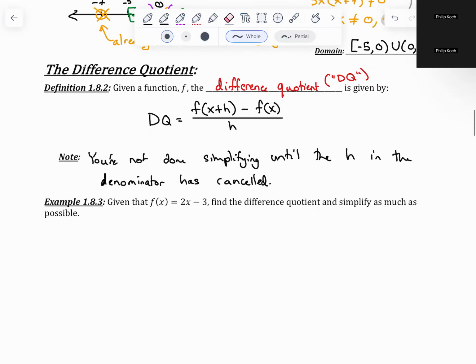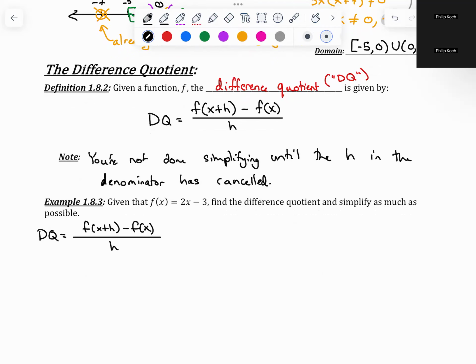So the difference quotient, DQ, is equal to f of x plus h minus f of x over h. Now, if you are able to compute f of x plus h on the go, kudos to you. You're better than me. I like to calculate them on the side. Now, I'm going to write this in red. John Doe student writes f of x plus h is equal to 2x minus 3 plus h. Why is John Doe wrong?